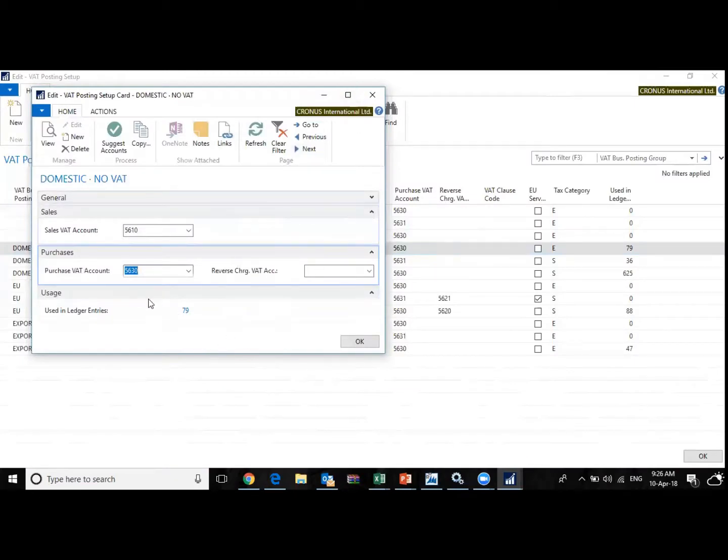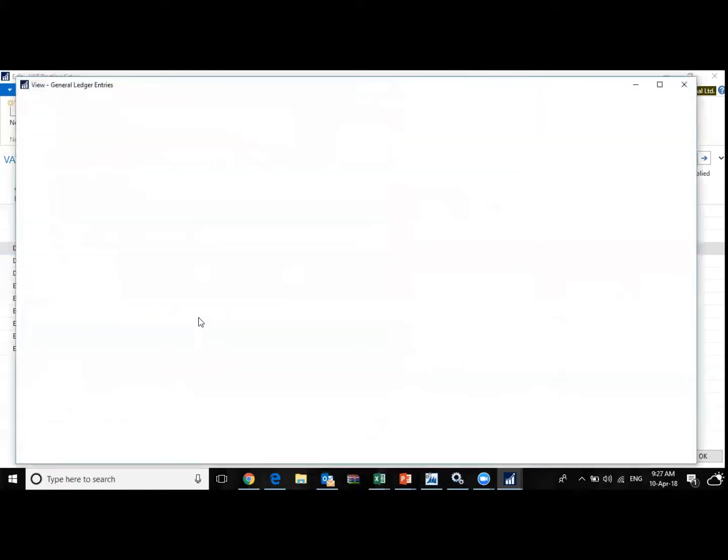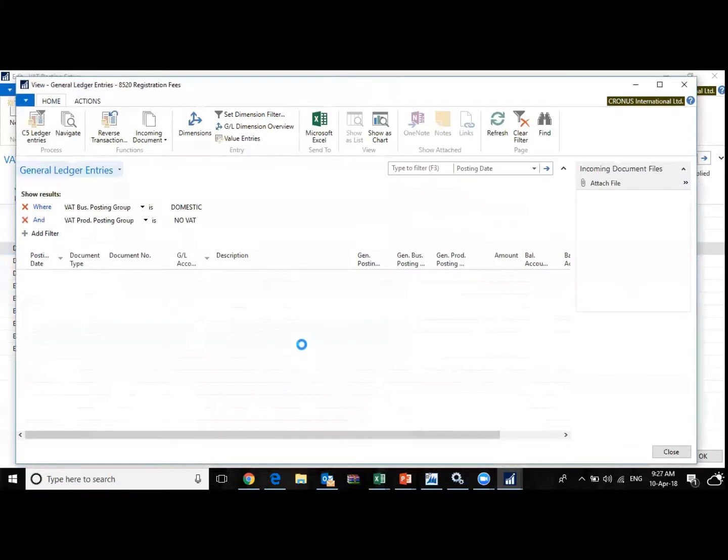Okay, and here you can see this is the counter used in ledger entries. So here you can see where this VAT posting setup has been used. Okay, so if you just click on it, you will drill down to the actual transactions that have happened for this VAT posting setup.